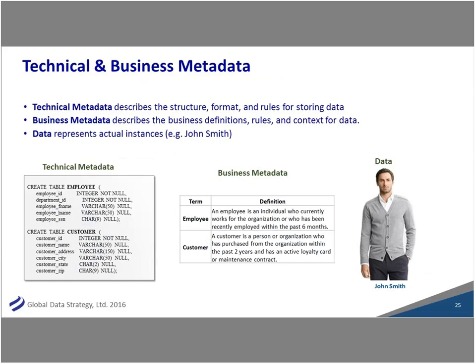So there's both business and technical metadata. Your technical metadata is your DDL, whether this is nullable, what the data types are, et cetera. And then the business definition is these terms and definitions, though the subset is a lot more than this. And then the data is the actual data, the fact that John Smith is a customer and that he has an employee ID.